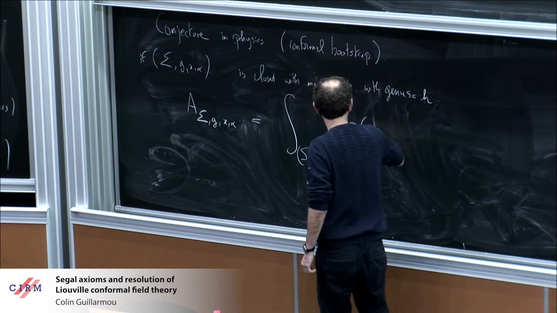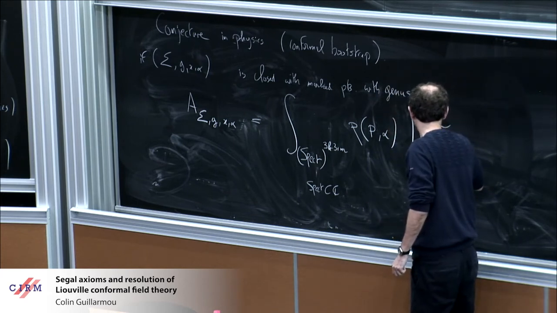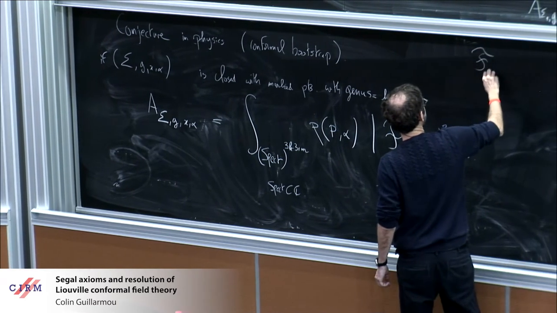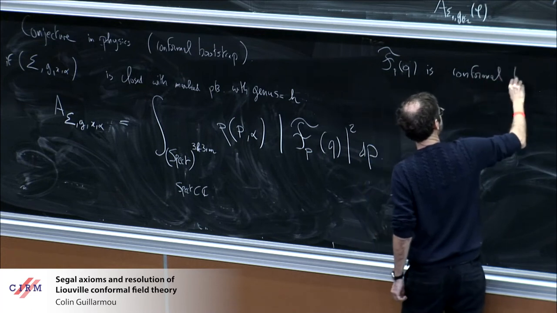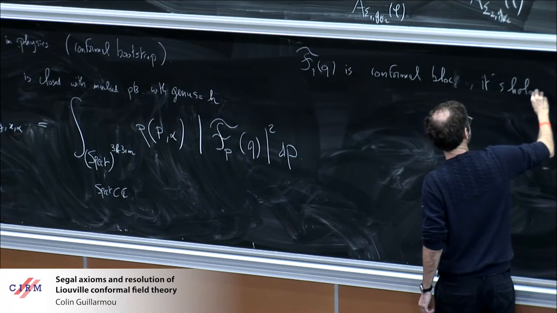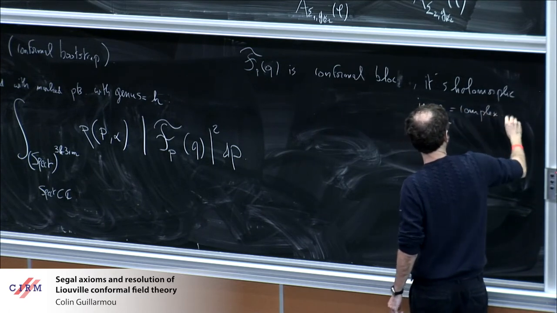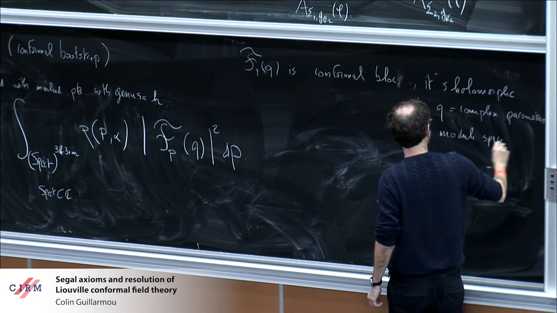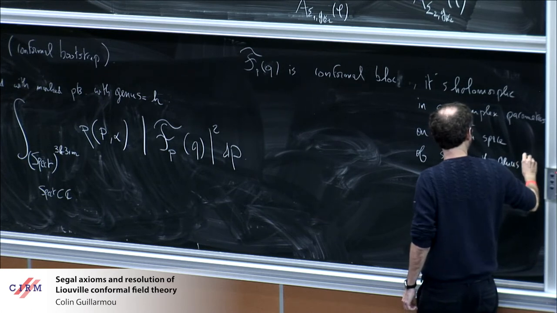Then you get a first term, which I denote rho of p and alpha, and then the square of a holomorphic function on the moduli space, F_p of q squared, dp. So what is F_p? It's called the conformal block of the theory. It's holomorphic in q, where q is a complex parameter, or complex parameters, on the moduli space of a surface with genus h and m marked points.